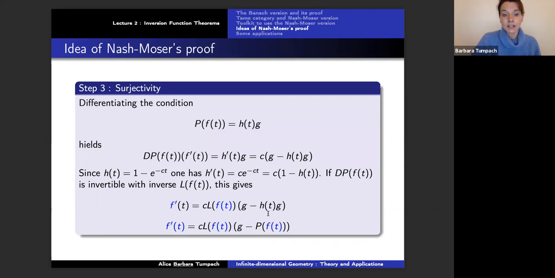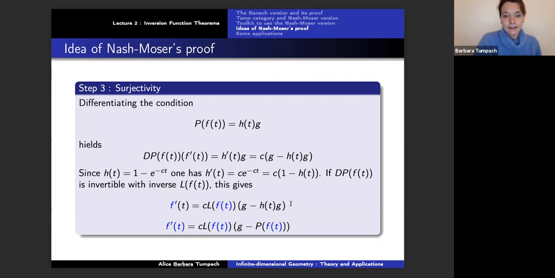That's a question. So we have to differentiate this condition. And after differentiation, the differential of P is entering here. So the differential of P at F_t applied to F prime of T is equal to H prime of T times G. Here H is given, so we can compute H prime. And so we end up with this differential equation here.